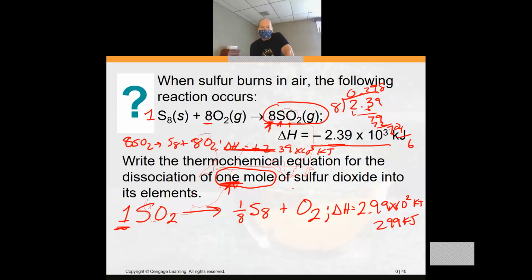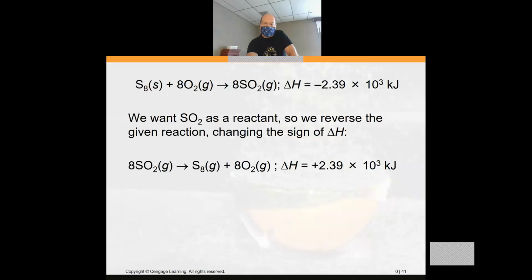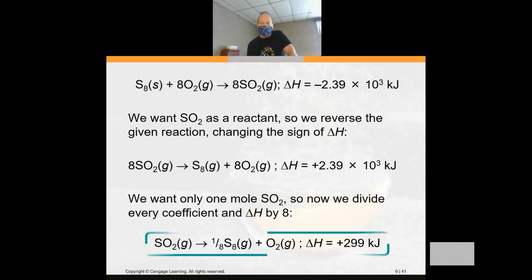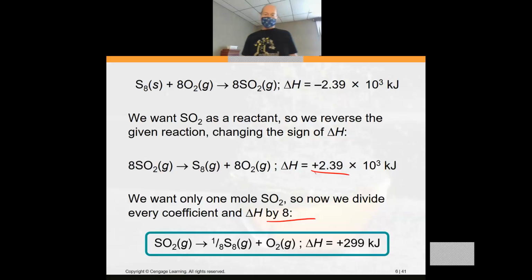All right, so this is as hard as this can get. You have to reverse it, which means you have to change the sign. You had to multiply through by 1/8. That means you had to multiply your delta H by 1/8. All right, and so that is how that is done. It will show that here. Reverse it, and that changes the sign. And then you have to divide everything by 8 or multiply through by 1/8, however you want to see it. That's the same thing. And so then when you divide that by 8, you get 299 kilojoules endothermic.